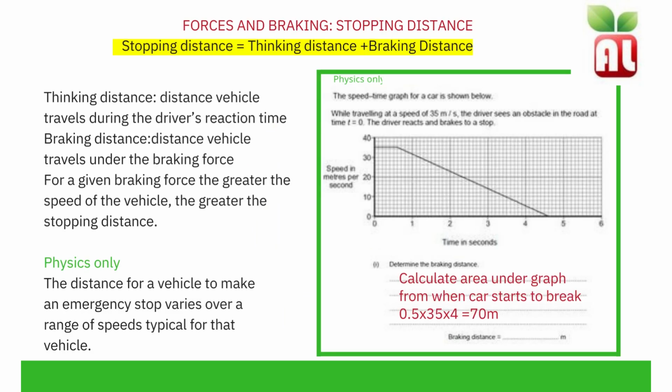Stopping distance. Stopping distance is the sum of the thinking distance plus braking distance. Thinking distance is the distance the vehicle travels during the driver's reaction time, from when spotting a hazard to just before pressing the brake. The braking distance is the distance the vehicle travels under the braking force. So as soon as you hit the brake and come to a stop, that is the braking distance.